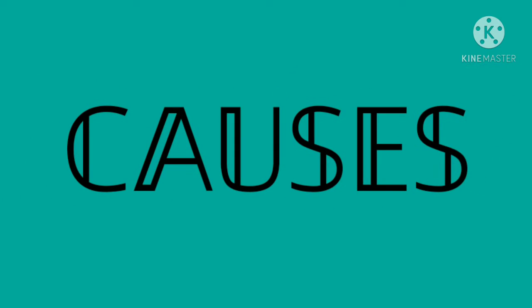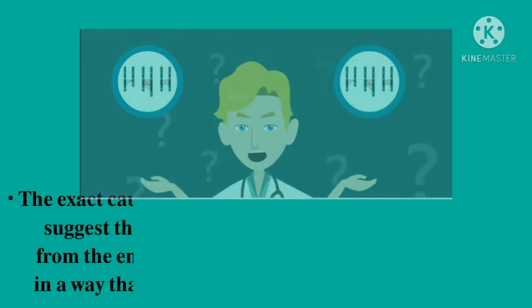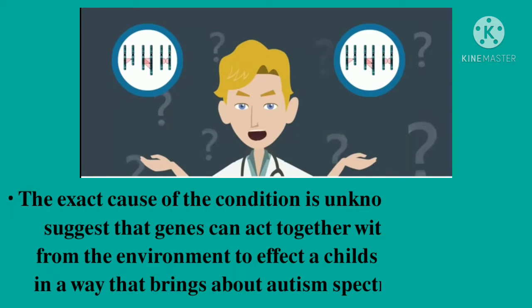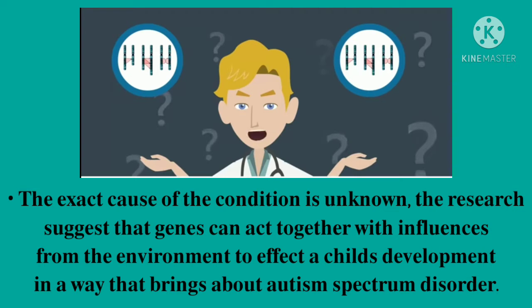And these are the causes of autism spectrum disorder. The exact cause of the condition is unknown. The research suggests that genes can act together with influence from the environment to affect a child's development in a way that brings about autism spectrum disorder.